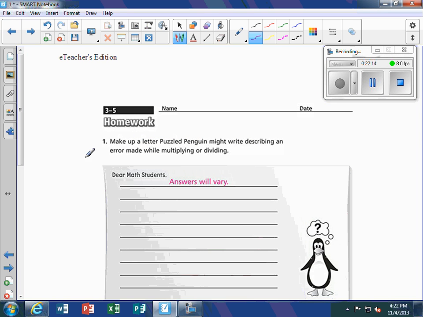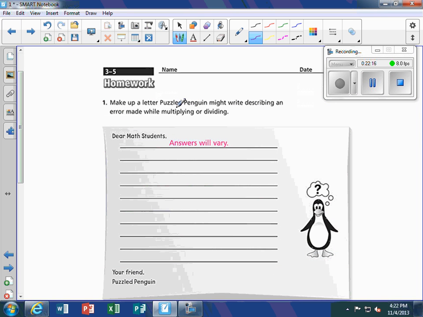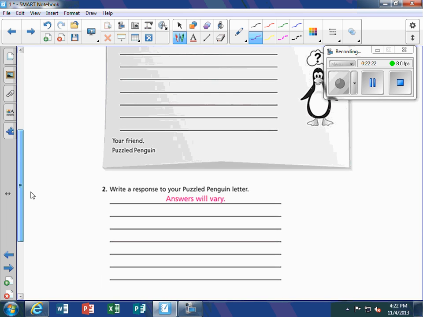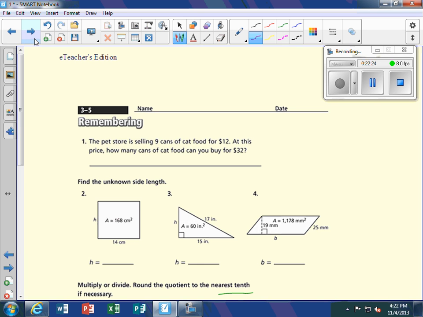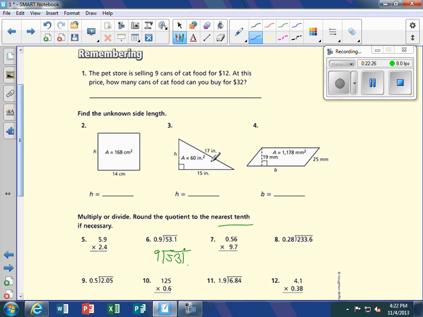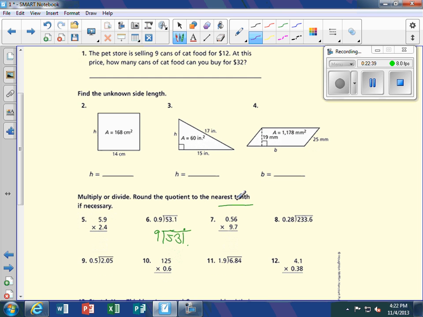Oh, I do. 3.5, homework, make up a letter puzzle you might write describing an error made by multiplying or dividing. And then you have to write your response. And then remembering, knowing the length of the base and the area, you have to divide to find the height, and round to the nearest tenth.